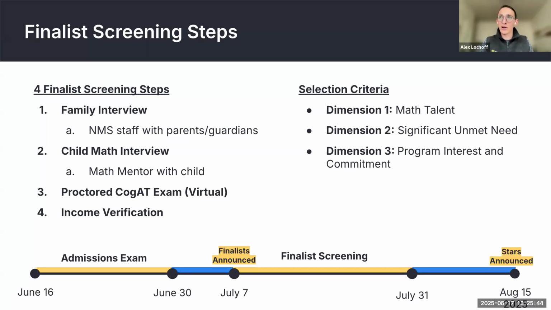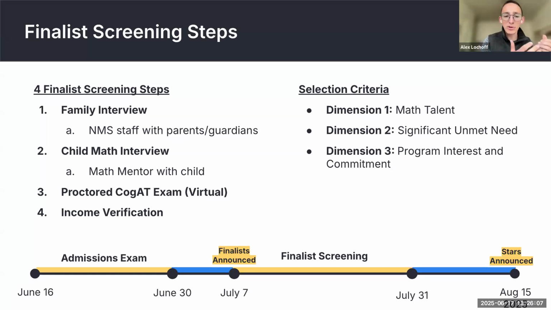The second thing we're looking for is evidence of significant unmet need. Now, need is a tricky word. We understand every family is unique and need can exist in many different ways. For some of you, financial need may be your biggest challenge and you struggle to afford the resources you'd like. That's a form of need.